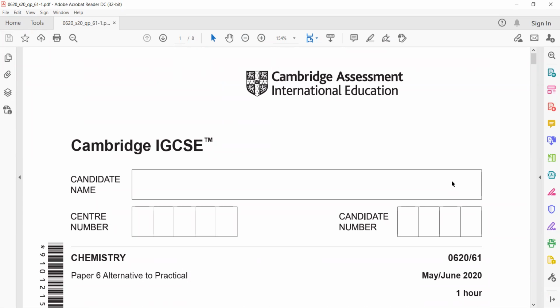So this was June 2020, paper 6, variant 1.